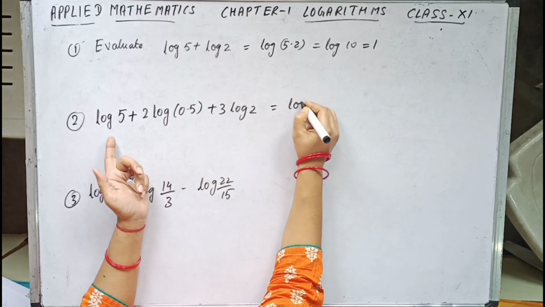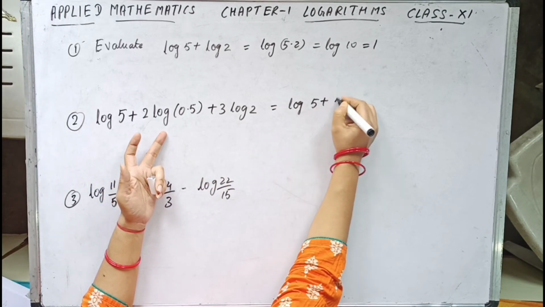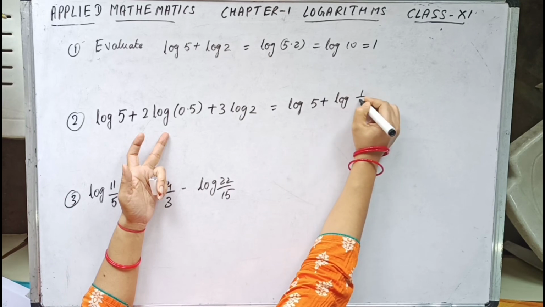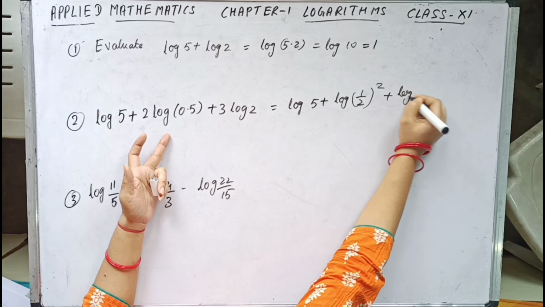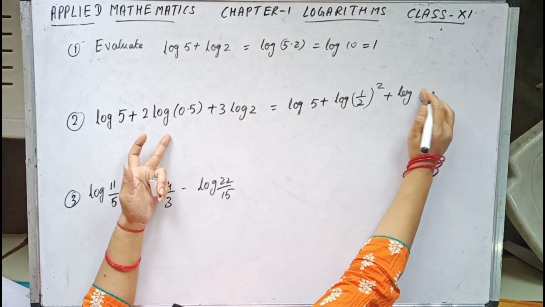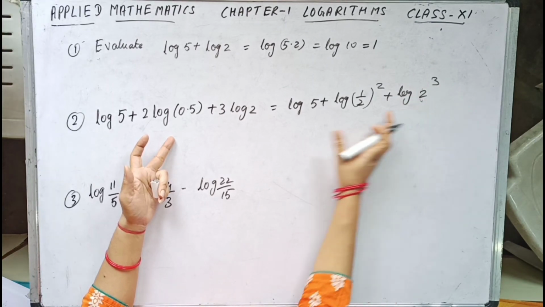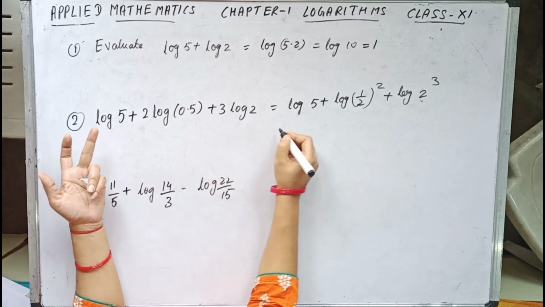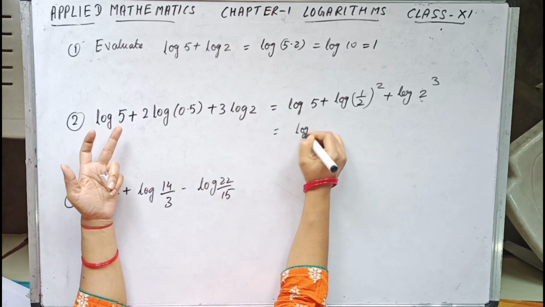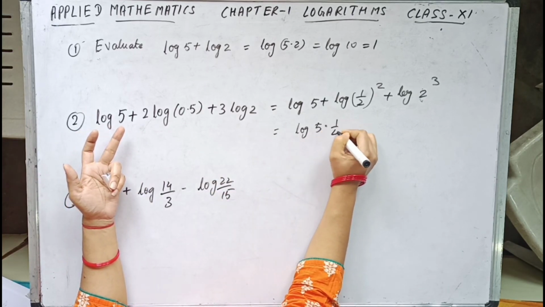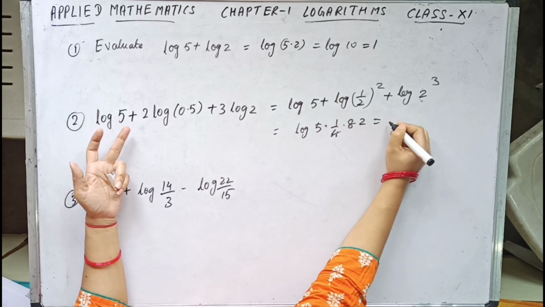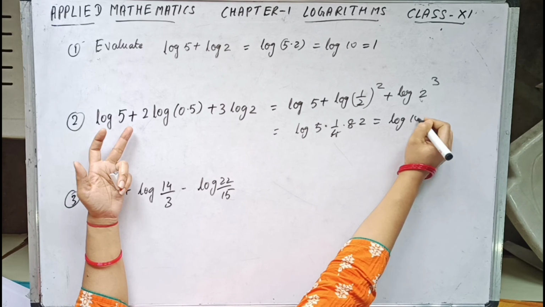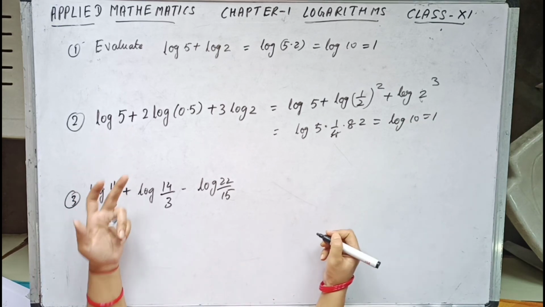Now this one, log of 5 plus 2 log this much plus 3 log this much. So this will be equals to log of 5 plus log of 1 by 2 power 2 plus log of 2 power 3, using all the laws what we have done. So this we can write as log of 5 into 1 by 4 into 8. So 4 2s are 8. So this will be equals to log of 10, which is again equals to 1.